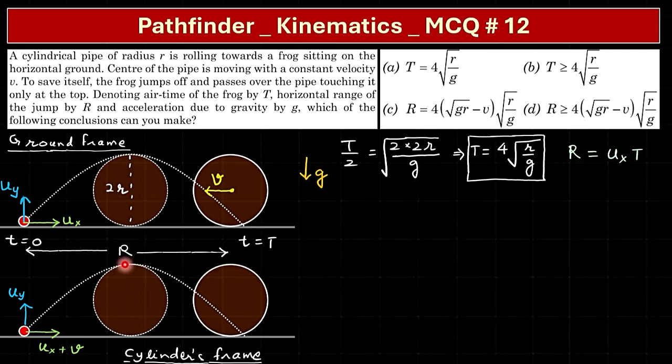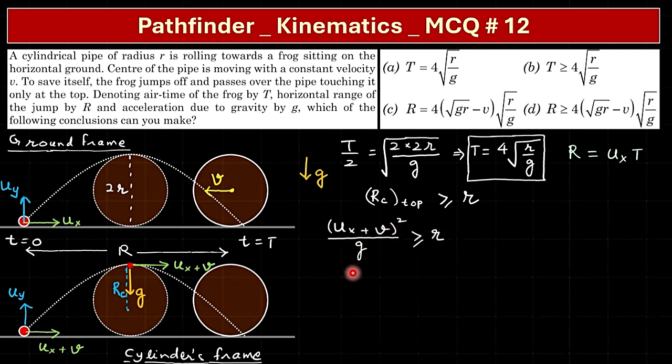So at this point, the radius of curvature of the frog's path would be greater than the radius of the pipe. Here at the highest point, the horizontal component is ux plus v, the radius of curvature is say rc, and the acceleration is in the downward direction g. We know that the radius of curvature of a path is velocity squared divided by the component of acceleration perpendicular to velocity. So rc at the top should be greater than or equal to the small r, the radius of the pipe. So rc is (ux plus v) whole square by g, and that should be greater than or equal to r.